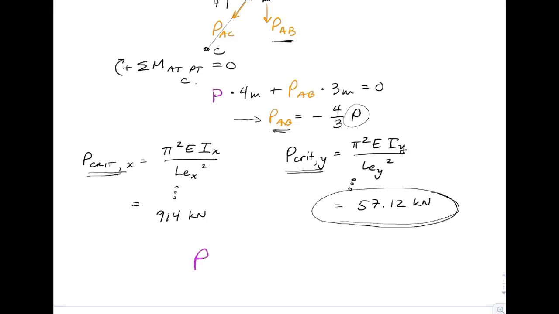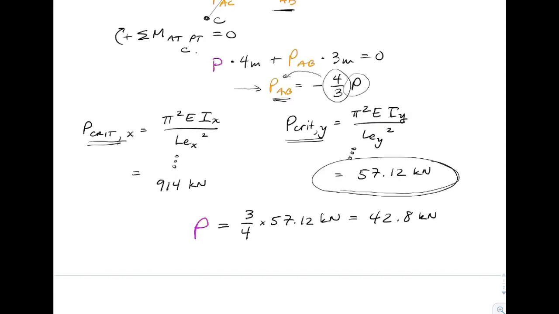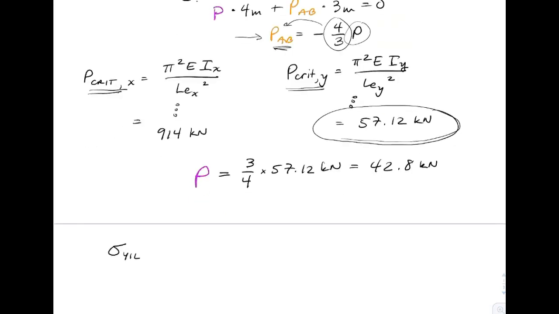So we're now ready. The applied external load P would be equal to 3/4, flipping that to the other side, of the member in compression, and so simple multiplication out the other end would tell us that the critical buckling load would be 42.8 kilonewtons. And they gave us in the problem one more piece of information. They gave us sigma yield, which was equal to 360 megapascals.